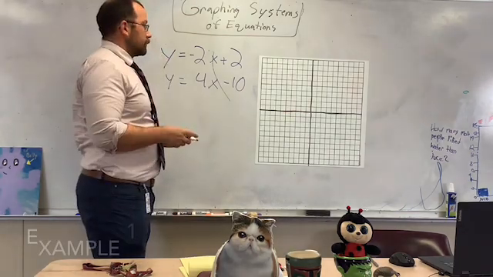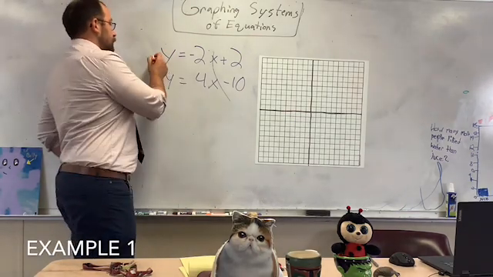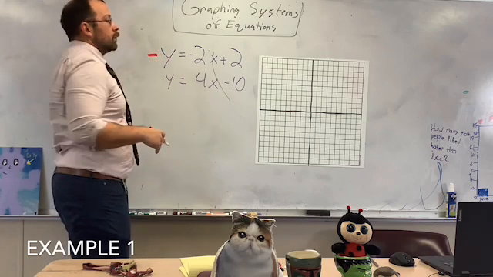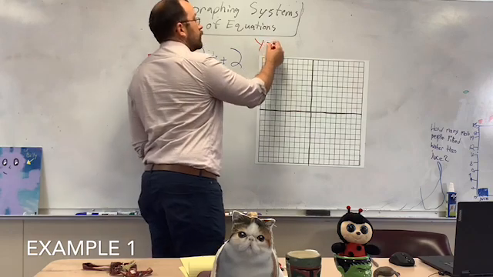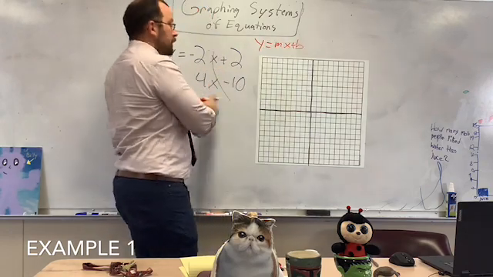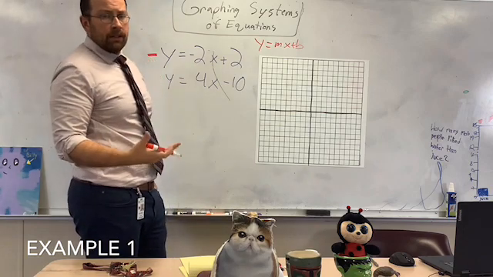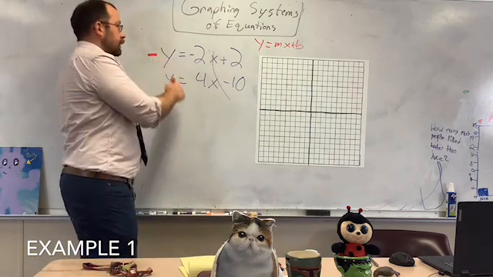Alright. So we have to graph them individually. I'm going to graph this one first. When you graph a line, it has to be in the format of y equals mx plus b. It has to be. So both of these are good right now to graph. If they're not in that form, you have to switch them. Alright?